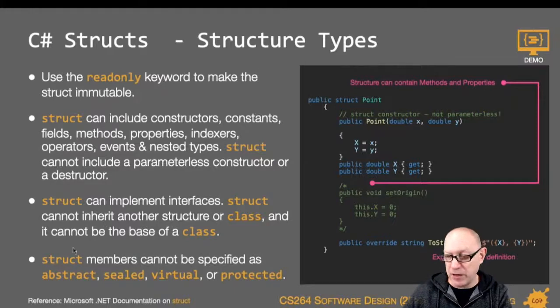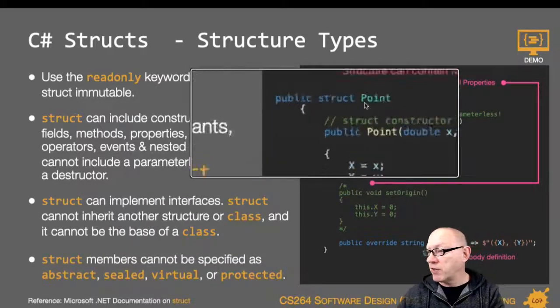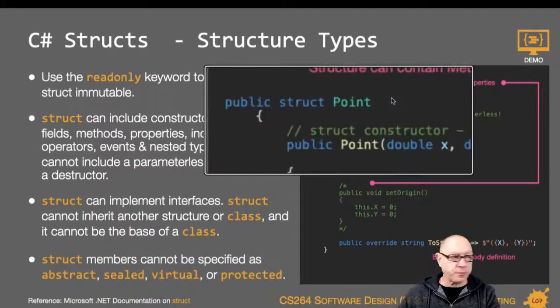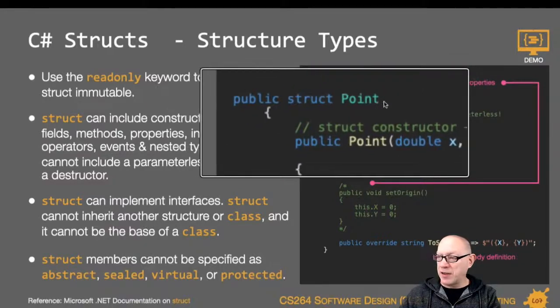And struct members can't be specified as abstract, sealed, virtual, or protected. You've seen all of these terms already, so it's good. Let's have a look at one. Okay, so here's a nice example. Here, for example, is a struct for a point.